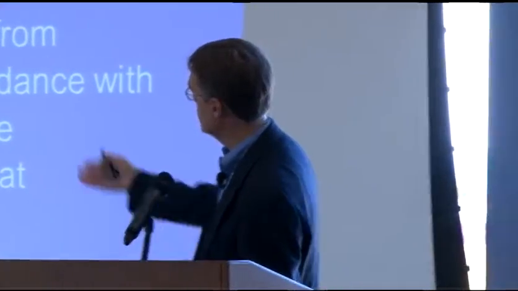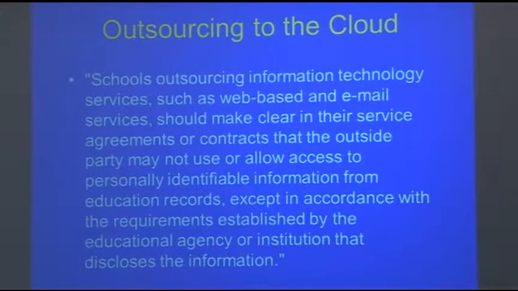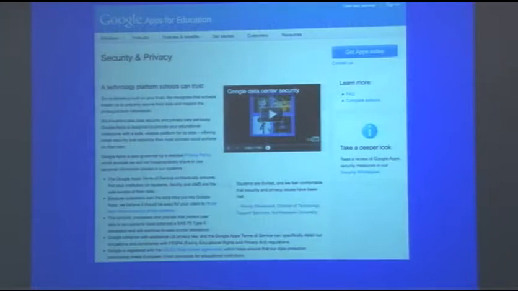When you do that, including any kind of services, web-based, email services, that's fine. But make clear again in your contracts that the outside party may not use or allow access to person identifiable information except in accordance with the requirements that you set. This is the key to outsourcing, and this has been the problem with outsourcing email for many years, because the big vendors want to use our email for their own purposes. They want to be able to data mine it and serve up ads and so forth based on that. That is not something we would do. It is not for our benefit, and that's a problem under FERPA. Sending it around to wherever it's supposed to go is fine, but using it for their own purposes is not okay.